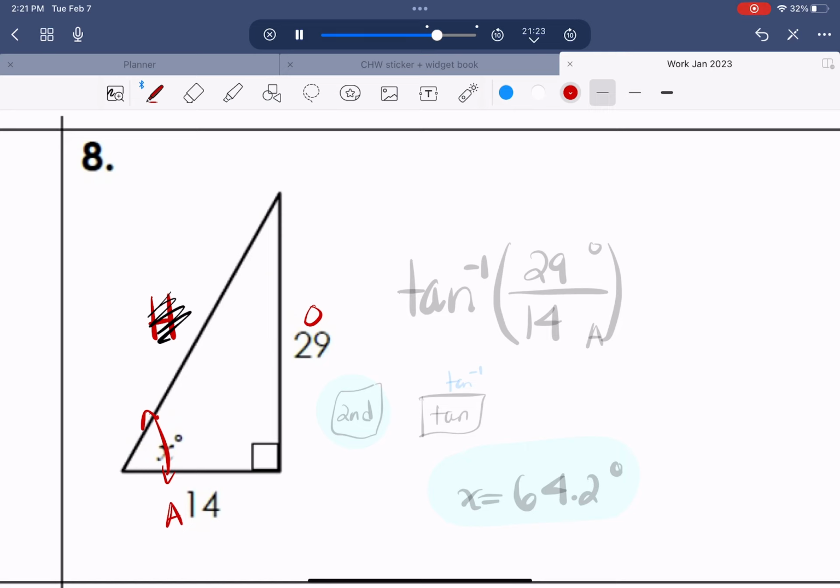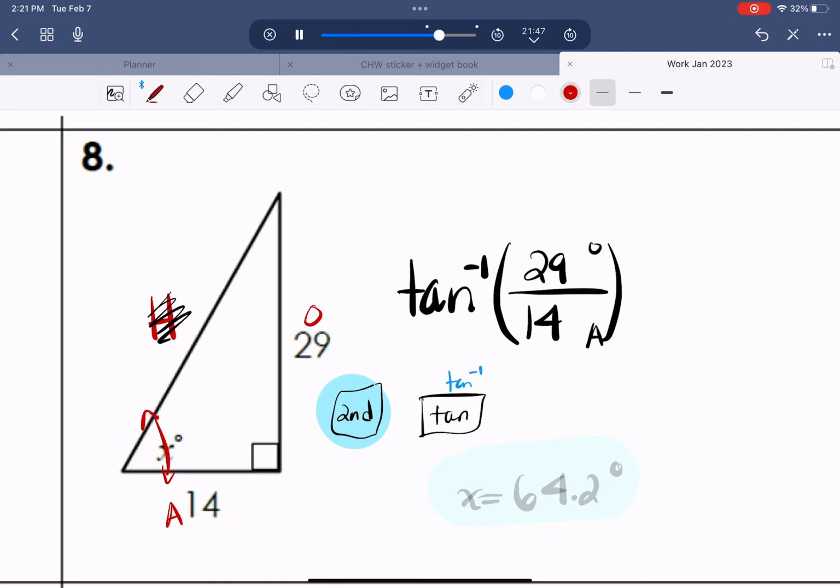So which one has O and A? That would be tan. Inverse, because we're reversing it. O, A at the bottom. O would be 29 at the top. A would be 14. Again, you got to press the second button first, the one that's blue. And then you got to press the tan button. It's above the 9. Okay, because it goes into tan -1. And then you put 29 divided by 14. And you would get X equals 64.2 degrees. And that would be your answer.